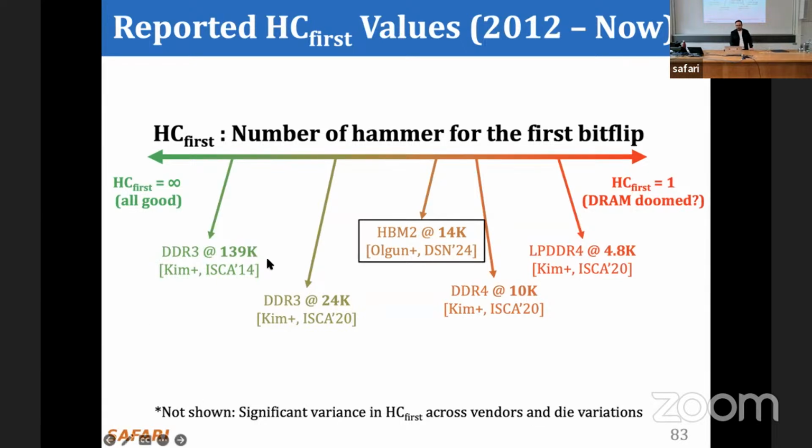This data shows which set of DRAM chips fall into what category. Based on our characterization results in ISCA 2014, we observe around 140K for DDR3. And then in ISCA 20, these DDR3 results got down to 24K. The only difference in between is the technology scaling. Now we have denser chips, with more gigabytes in a given chip. And you see different results for LPDDR4, DDR4, and HBM2 as well. None of them are really good.